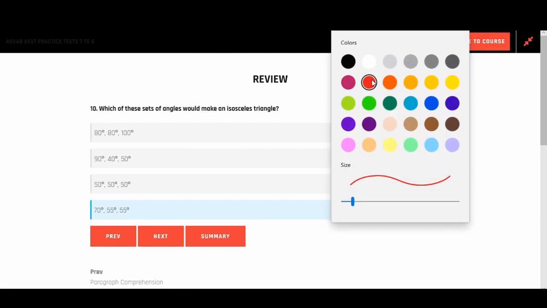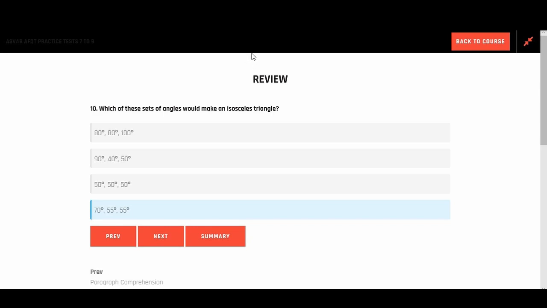Alright, number 10 says, which of these sets of angles would make an isosceles triangle? First, I want to point out that in every triangle, all the angles are going to add up to 180 degrees. So if one of these doesn't add up to 180 degrees, it's not an isosceles triangle. What's more, in an isosceles triangle, let me see if I can draw one for you.